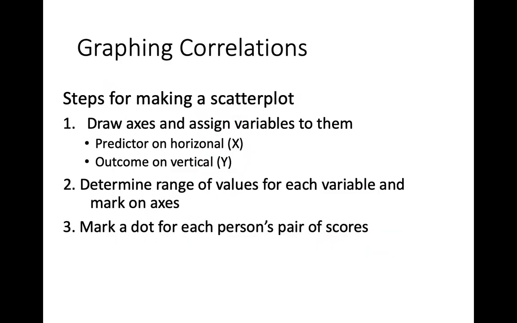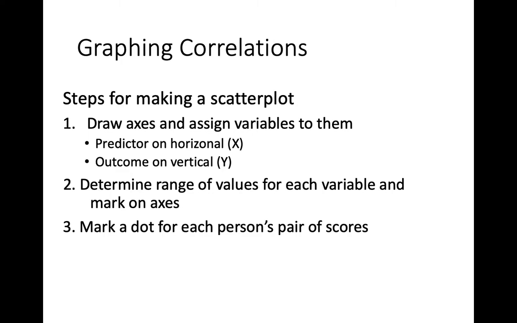So here are the steps for making a scatter plot. You have to draw the axes and then assign the variables to them. And by axes, we just mean the horizontal axis and the vertical axis. And by convention, the predictor goes on the horizontal and the outcome goes on the vertical. And what is the predictor and what is the outcome will be dictated by some sort of a theory or a research question by a researcher.